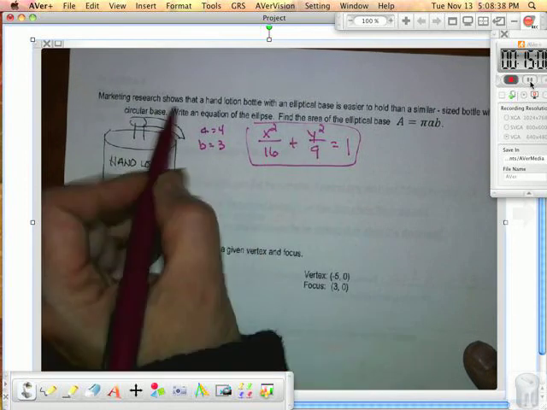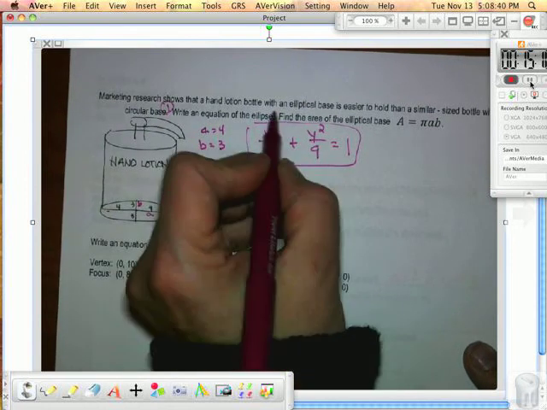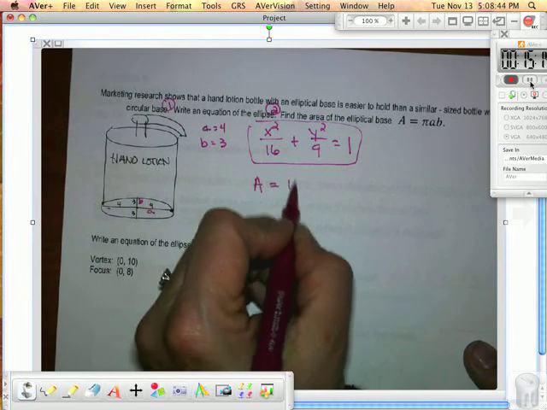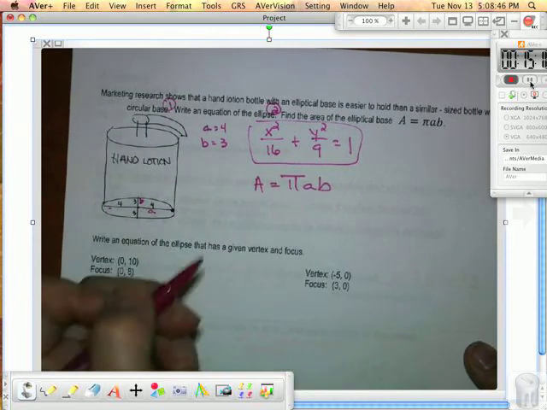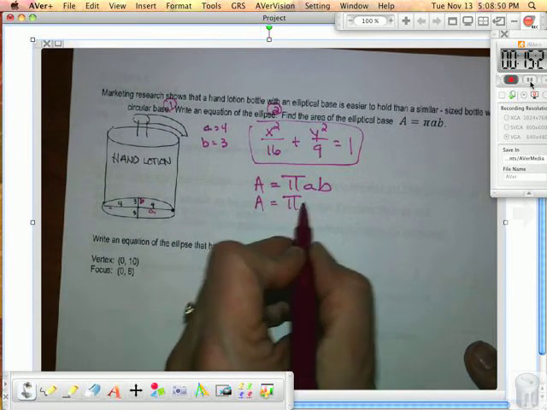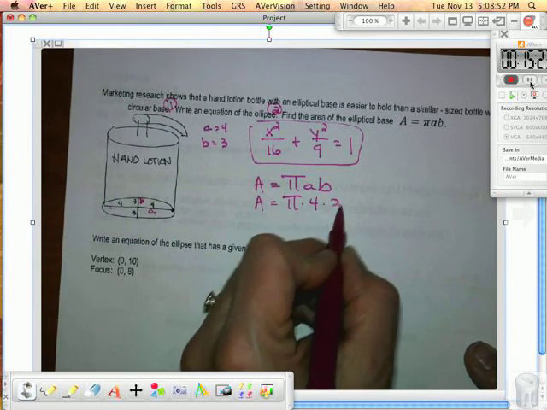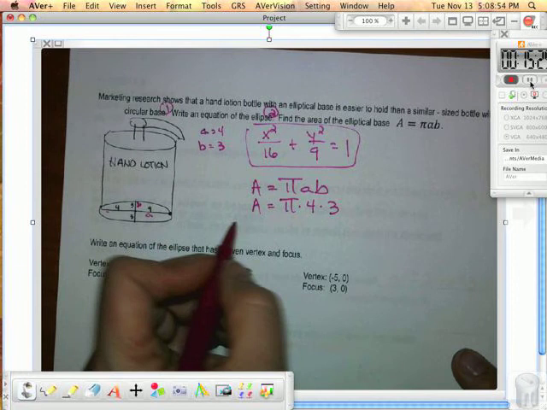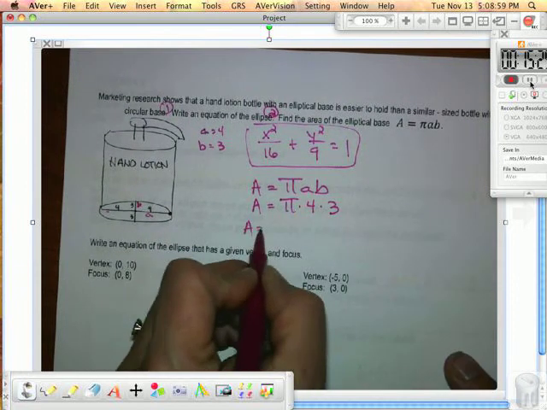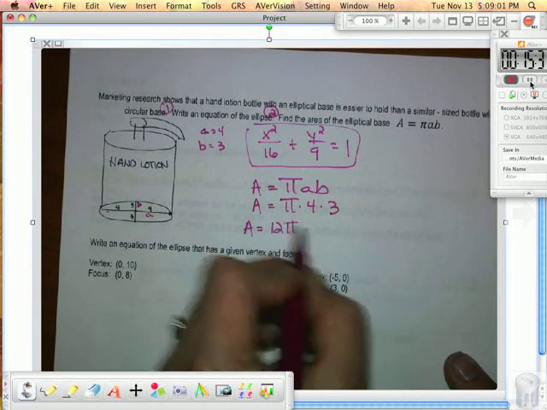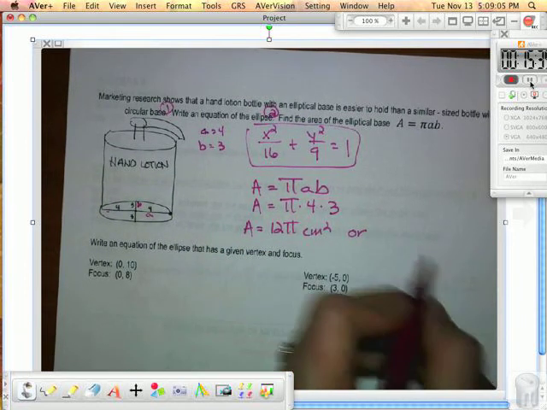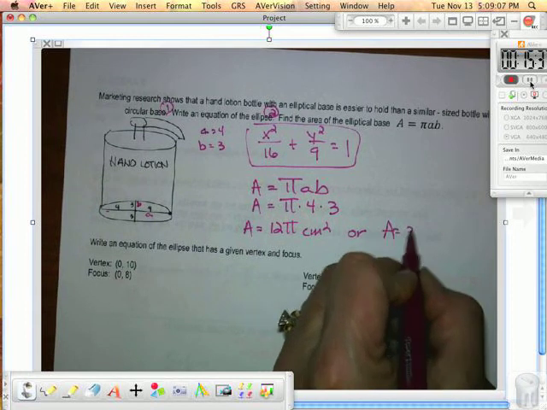Okay, so then the next thing it says, I did that. And then I also had to find the area of the elliptical base. And they tell me to use this equation. All right, well, area equals pi times A, which is 4, times B, which is 3. And I could write that like this. Either I could write area equals 12 pi centimeters squared, or I could multiply it out and say the area equals 37.7 centimeters squared.